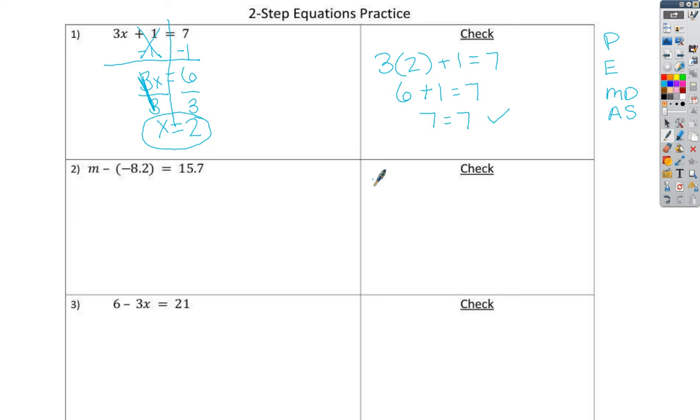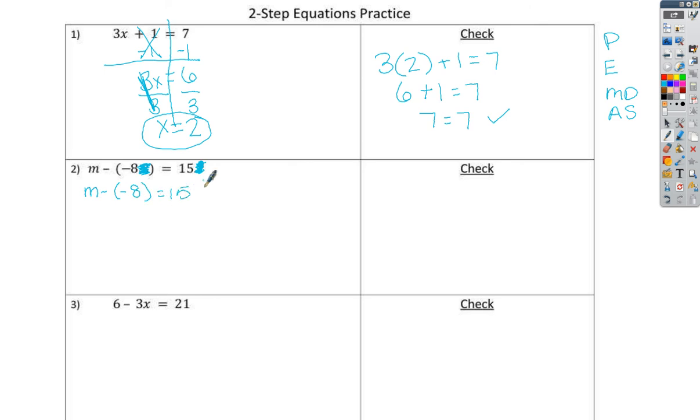So now we're going to do the next problem. We do need to edit this problem a little bit. I want you to scratch out this decimal 0.2, so it's just negative 8. And cross out the decimal in 15.75, so it's just 15. So our equation, if you want to rewrite it, is m minus negative 8 equals 15.